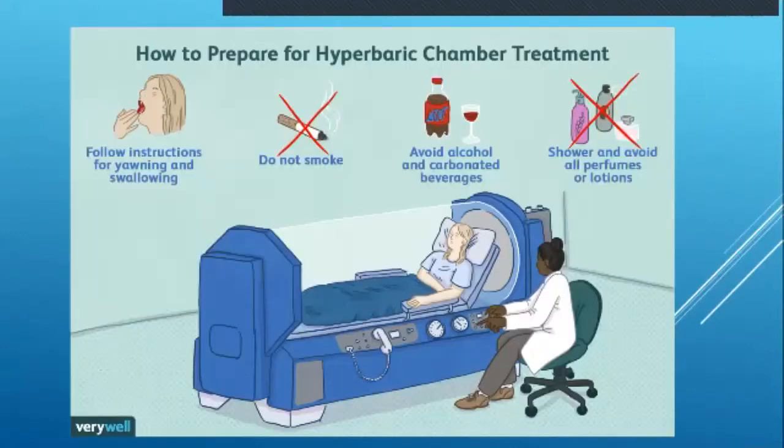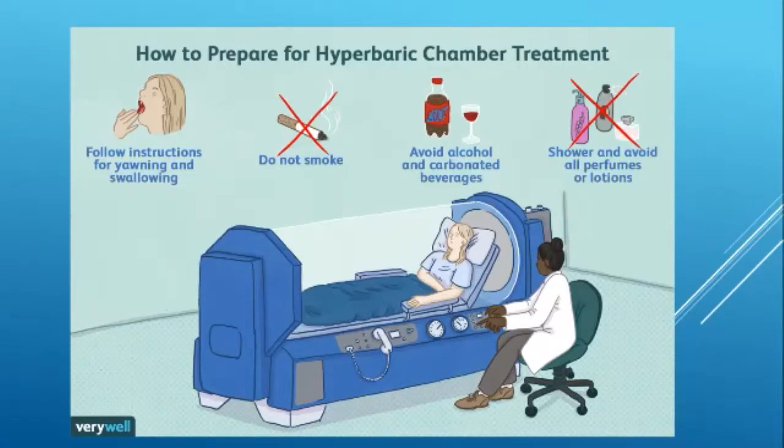All right, this is just a picture of how to prepare for the chamber treatment. Of course, don't get drunk. Don't shower and put brand new perfume on, because you're going to be the one in there and it's going to smell even stronger, right? Follow the instructions for yawning. Have you ever been driving up into the mountains and your ears pop and you need to yawn to clear them out? Well, that's the same thing that's happening. You're going down in atmosphere, so your ears are going to feel heavy.